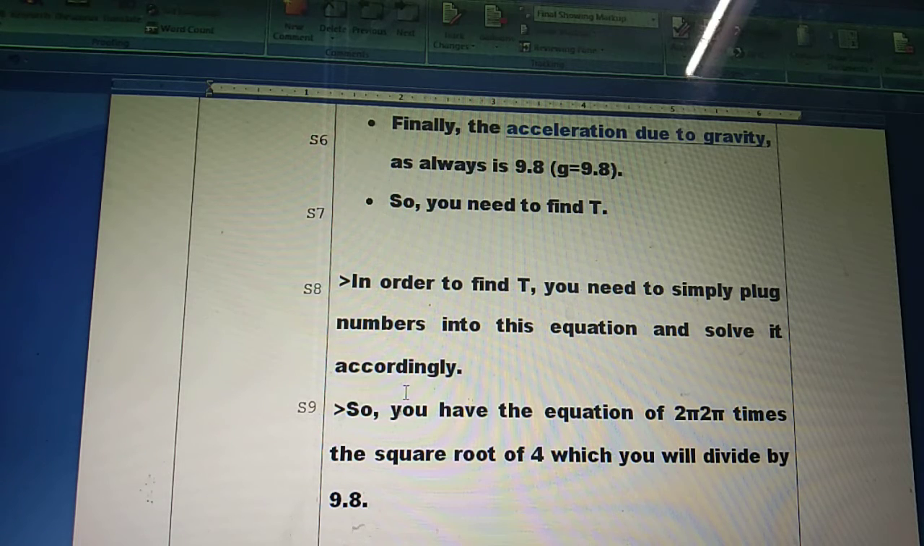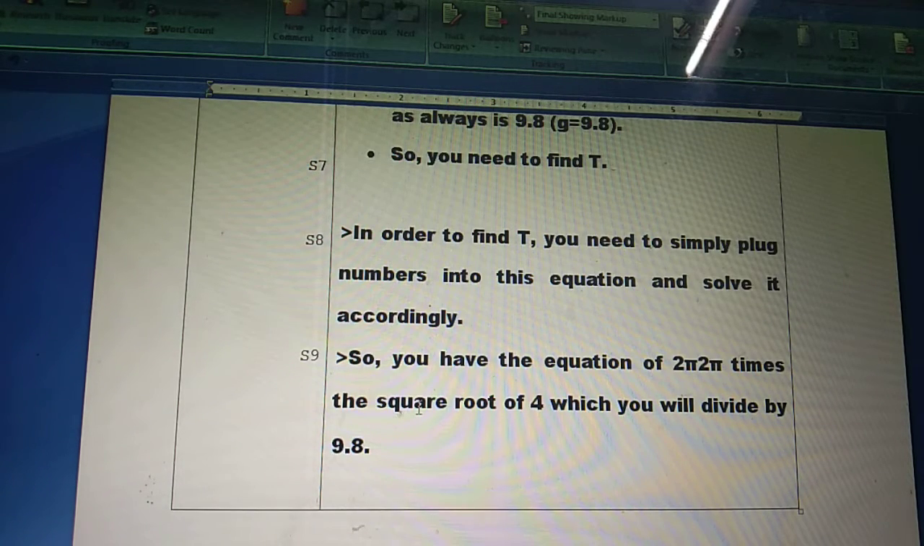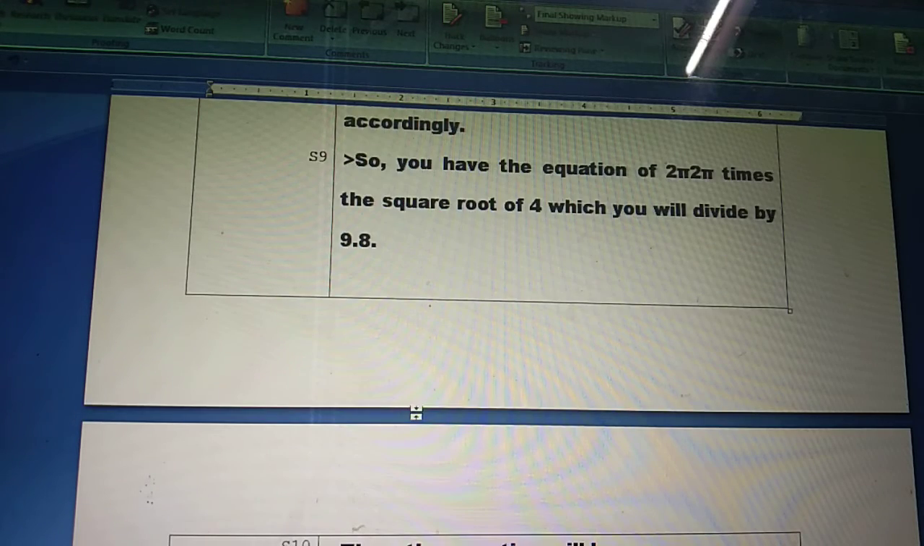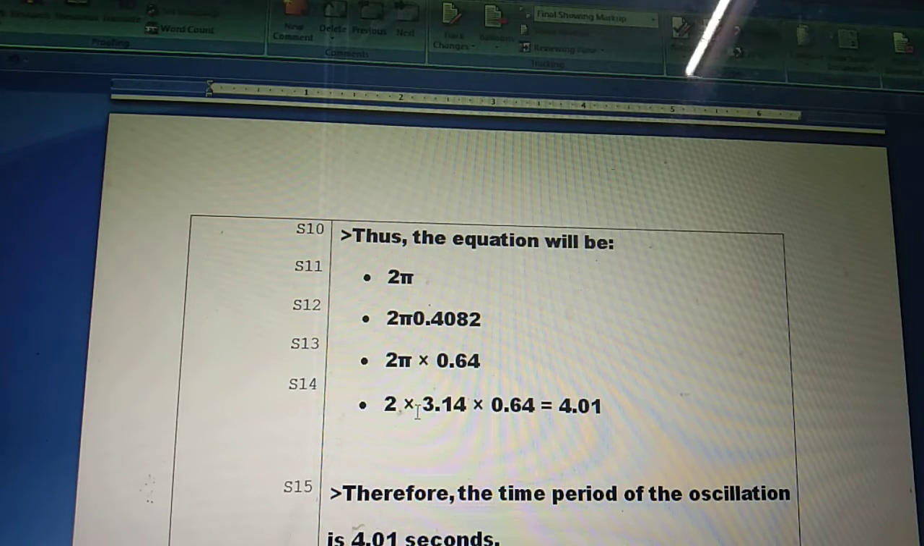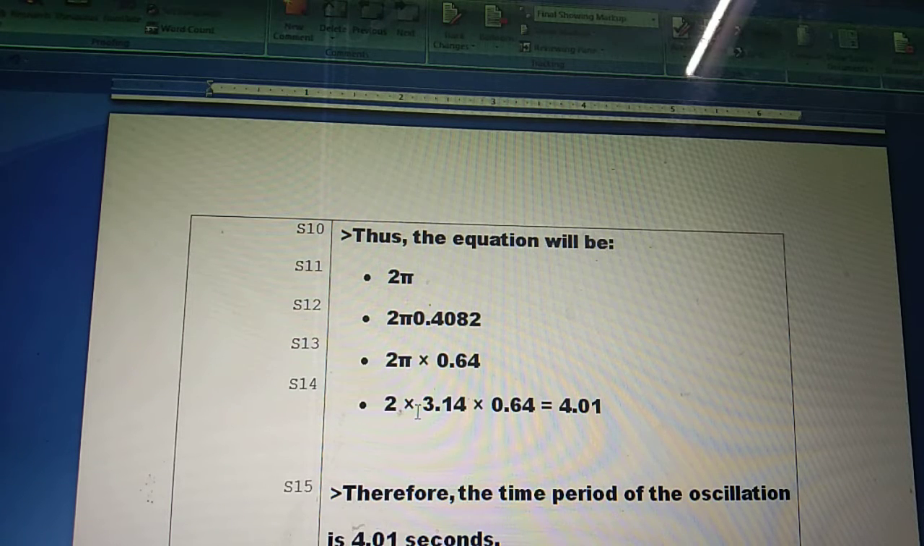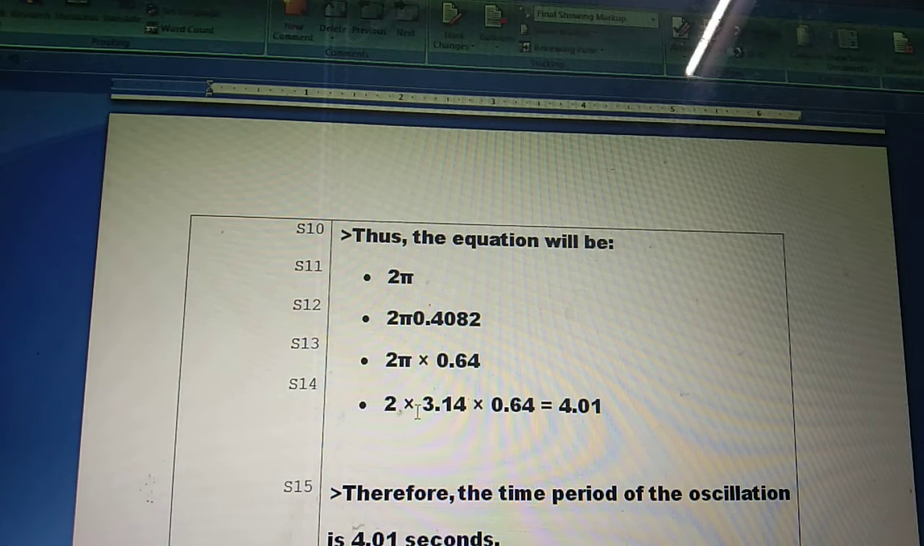Step 9: you have the equation T equals 2 pi times the square root of 4 divided by 9.8. Step 10 is that the equation will be 2 pi into 0.482, then 2 pi into 0.64, then 2 pi into 3.4 into 0.64, which is 4.01. Each one you put in one step each. The final step is, therefore, the time period of the oscillation is 4.01.